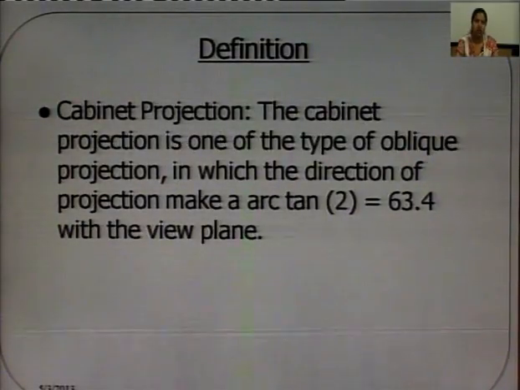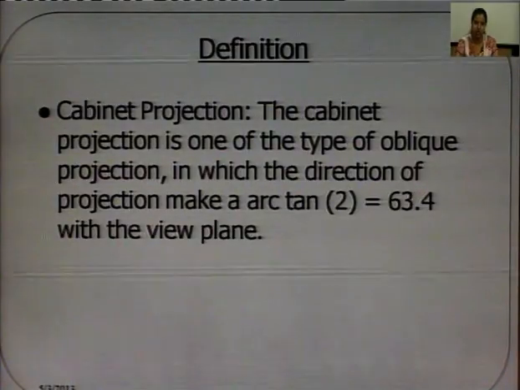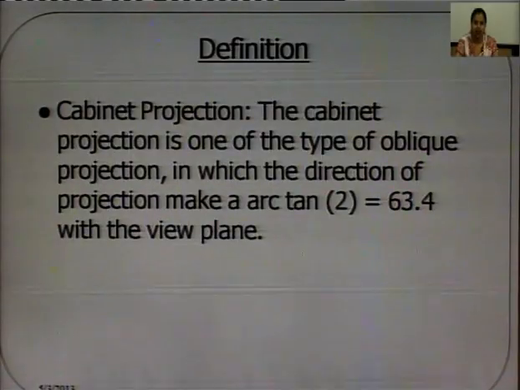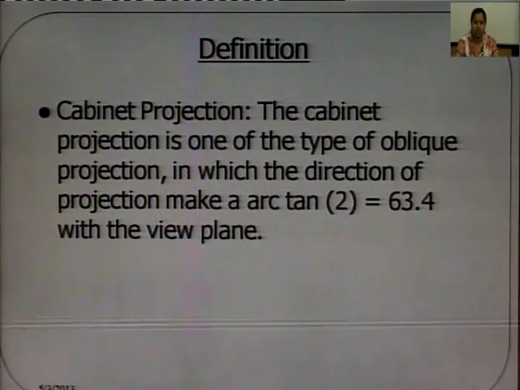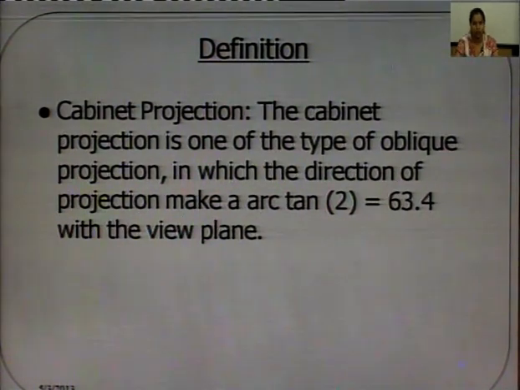Then comes the cabinet projection. The cabinet projection is a type of oblique projection in which the direction of projection makes an angle of arctan 2, that is 63.4 degrees, with the view plane.